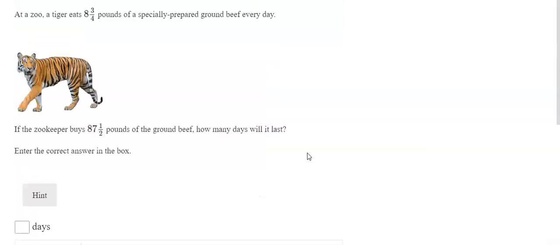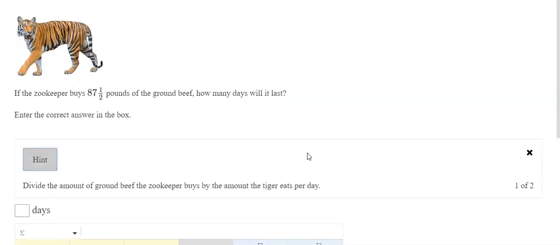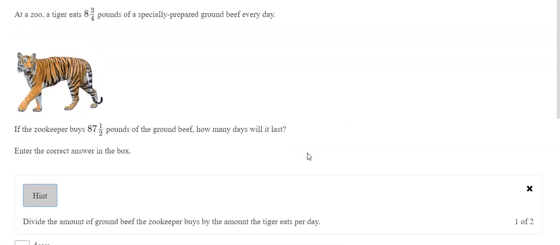Number 10. Ooh, we're back to a word problem. At a zoo, a tiger eats 8 3/4 pounds of specialty prepared ground beef every day. The zookeeper buys 87 1/2 pounds of ground beef. How many days will it last? So we're going to take the amount of ground beef the zookeeper buys and then divide it by the 8 3/4 because that's how much the tiger eats every day.